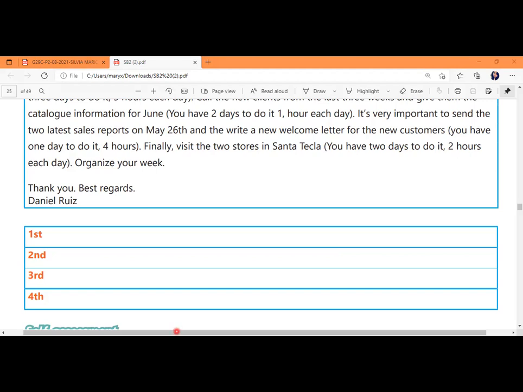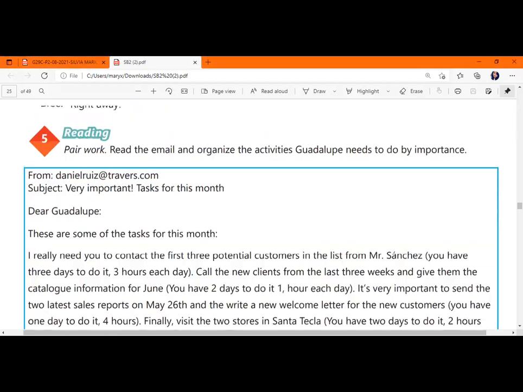Dice que lo vamos a hacer en pareja, pero lo vamos a hacer individual, rapidito. Ok, vamos a tener no más de 5 minutos para tratar de identificar cuáles son para nosotros las actividades número 1. Cuando tengan las 4, pónganlas en el chat rapidito para ir comparando. ¿Cuál era la página? Page 25.